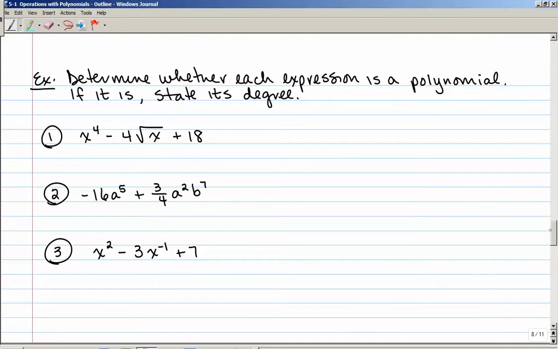So first of all, determine whether each expression is a polynomial, and if it is, state its degree. Number 1, we have x to the 4th minus 4 times the square root of x plus 18. Might look like a polynomial, but it has a square root in it. So no, this is not a polynomial because it has a square root.